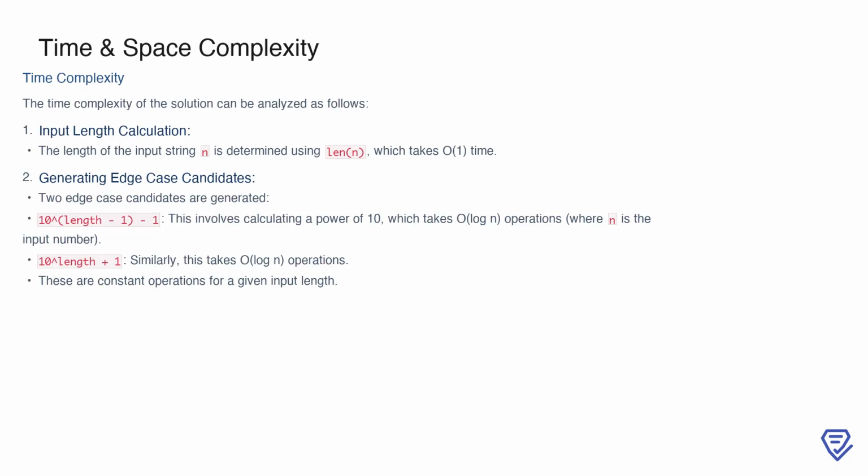To analyze the time complexity of our solution, we start by breaking it into distinct steps. First, we calculate the length of the input string, which is straightforward and takes constant time, O(1). Next, we generate two edge case candidates. The first candidate involves subtracting 1 from a power of 10, while the second involves adding 1 to a power of 10. Both these operations require calculating powers of 10, which take O(log n) time, where n is the input number. Since these are fixed calculations for a given input length, they are considered constant operations for our analysis.